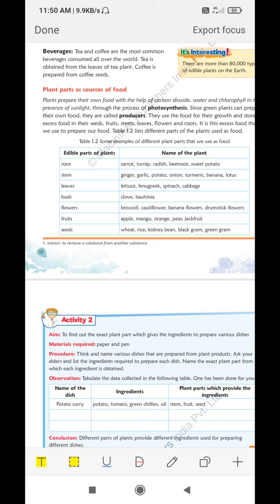Which food items we are getting from the stems of the plants? They'll ask, so you have to mention all these. Okay, please concentrate on this. You have to concentrate.